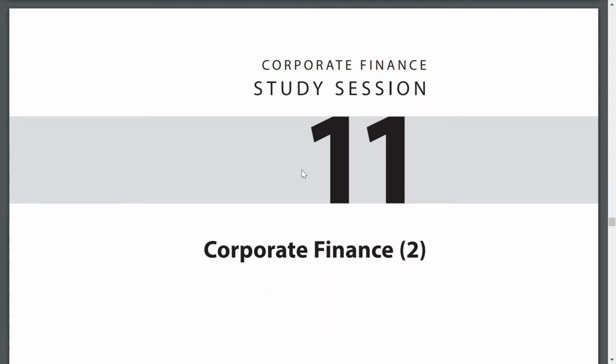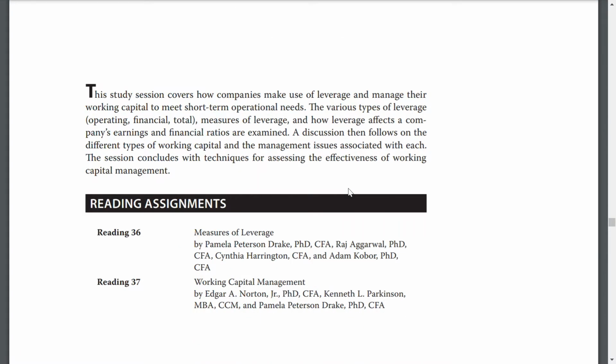Okay, study session 11, still on corporate finance. Now on part 2 of corporate finance. This study session covers how companies make use of leverage and manage their working capital to meet short-term operational needs. The various types of leverage, operating, financial, total, measures of leverage, and how leverage affects a company's earnings and financial ratios are examined. A discussion then follows on the different types of working capital and the management issues associated with each. The session concludes with techniques for assessing the effectiveness of working capital management. Reading assessments or assignments: reading 36 about measures of leverage, and reading 37 about working capital management.